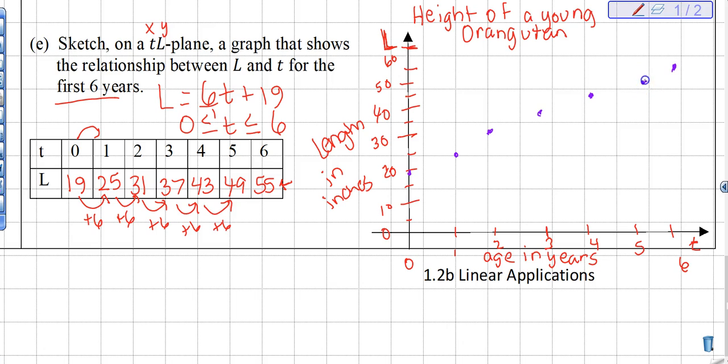Anyway, my graph's not totally beautiful, but it's good enough to show that linear relationship and all of the time in between. So it would actually fill in all the space here, connect all your points, but I would not go past 6 because it asks for the first 6 years, not 6 years in one day, just 6 years. So don't continue with an arrow off forever, because I doubt that he is going to continue to grow 6 inches per year until he dies.